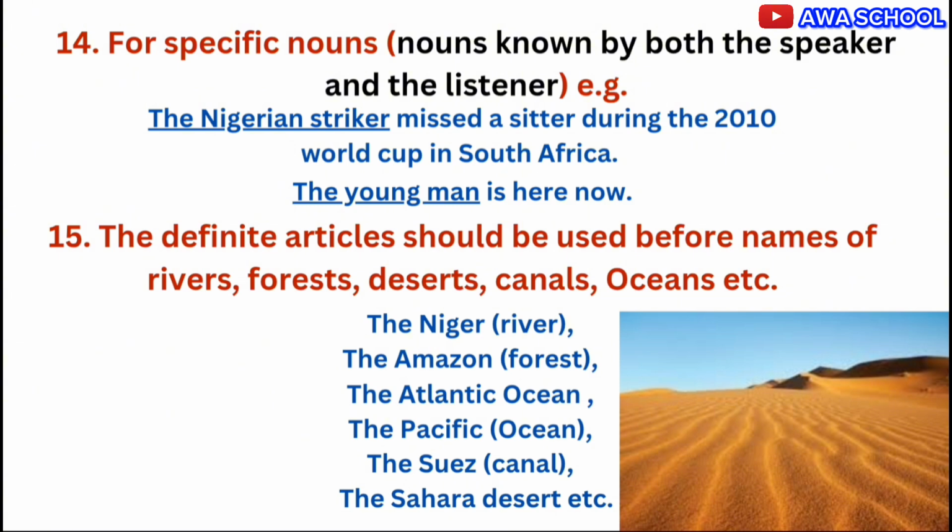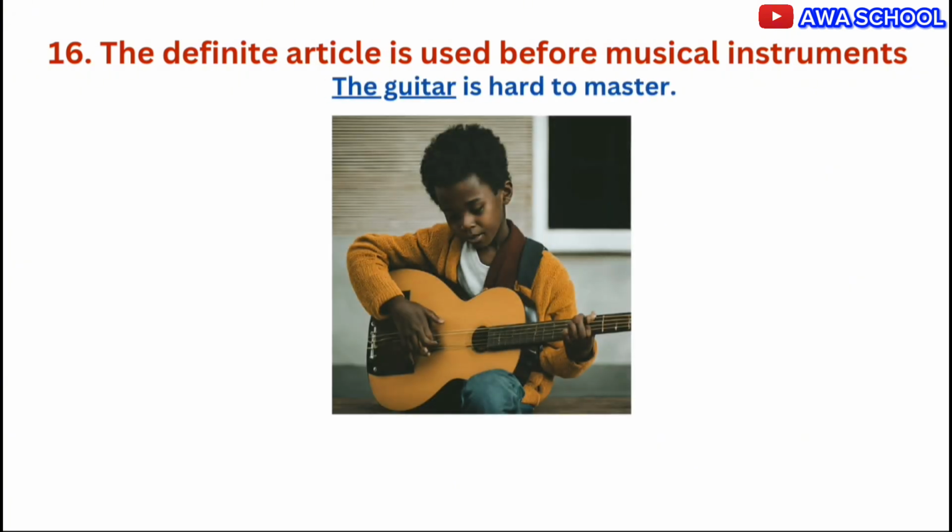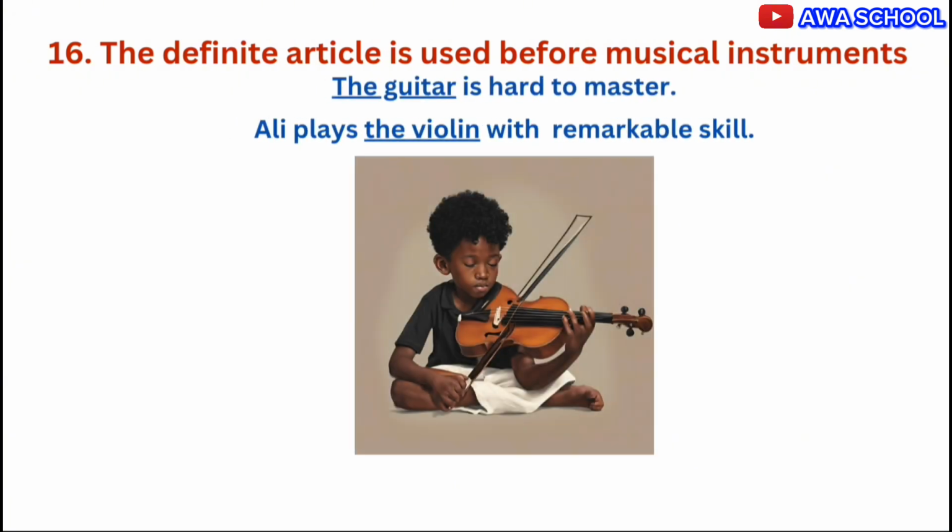Exactly. You use the article the when talking about musical instruments. Example, the guitar is hard to master. Example 2, Ali plays the violin with remarkable skill.